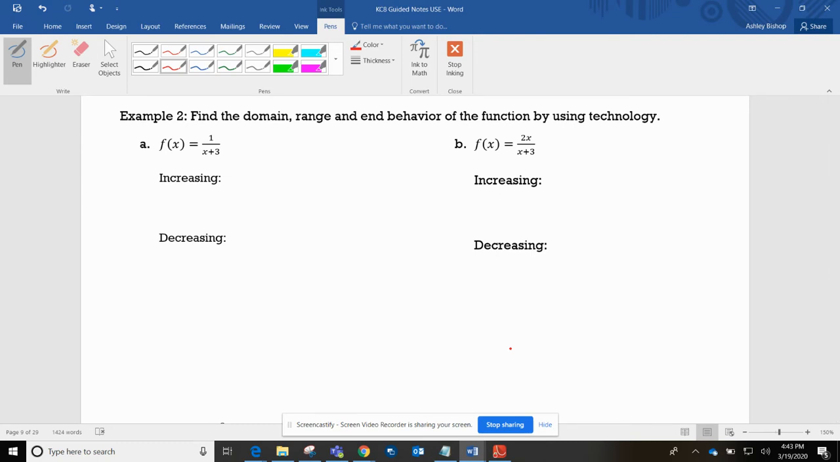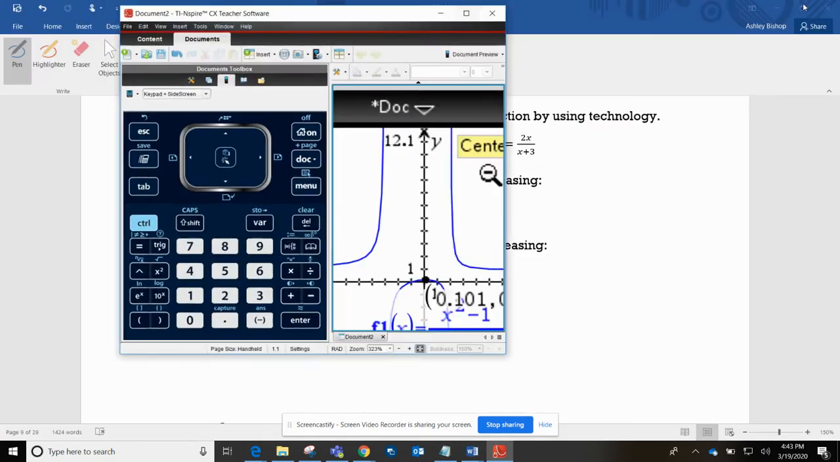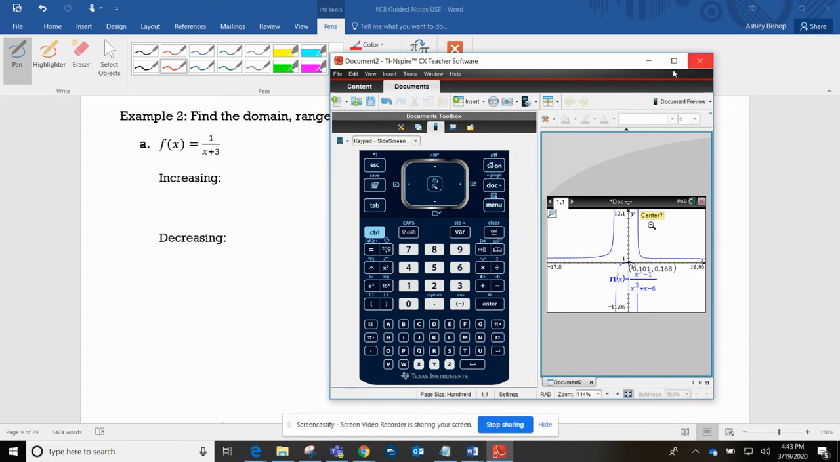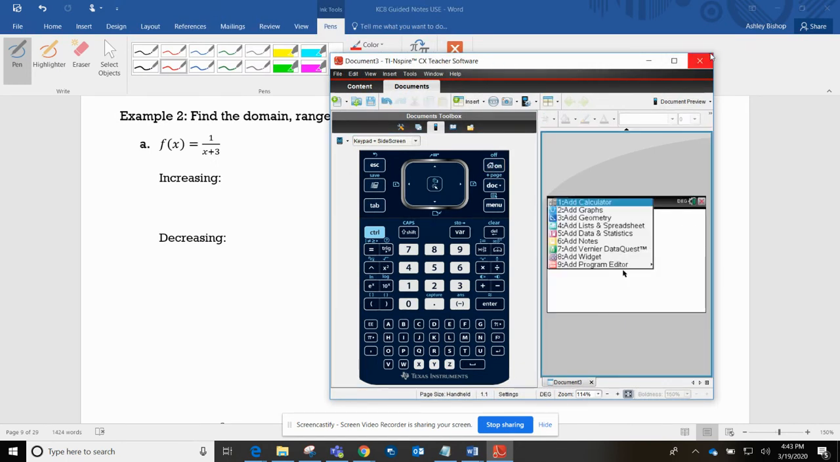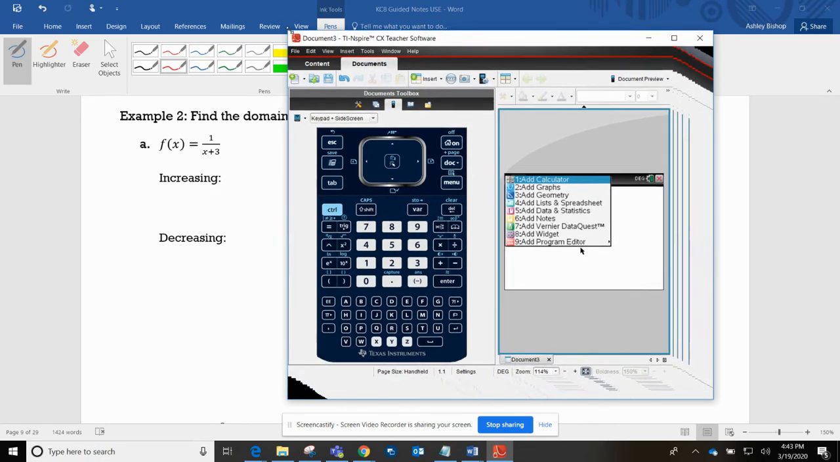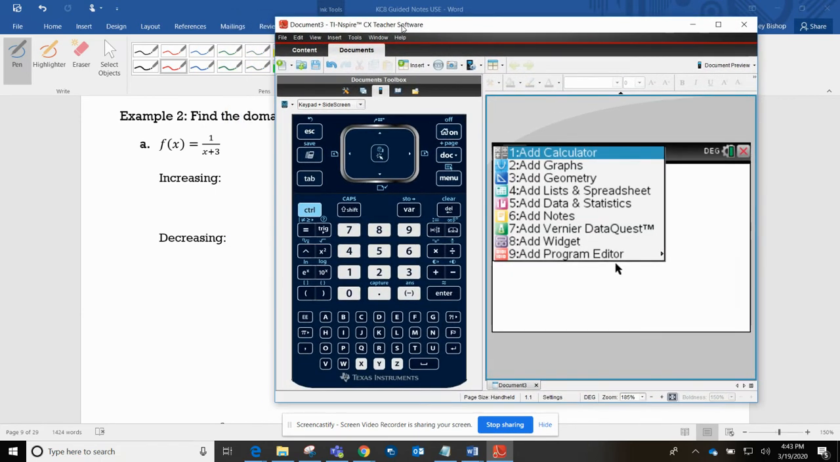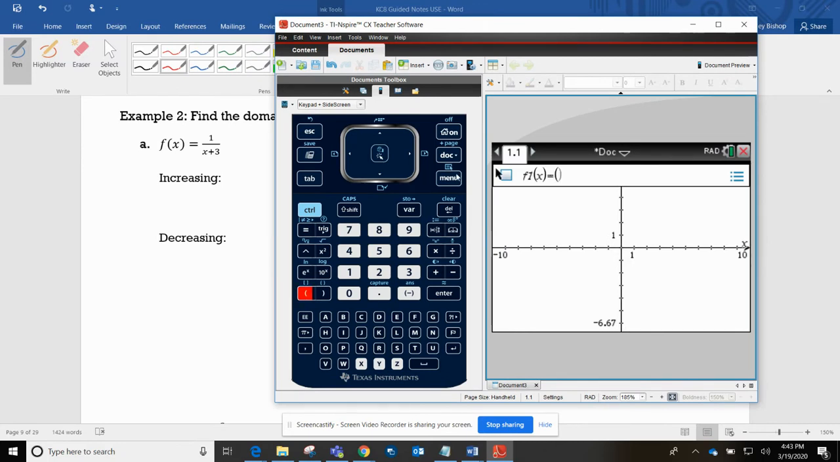Remember, you're just supposed to be putting this stuff in your calculator. So I'm going to show you how to do a couple of these. So let's do A together. And when you put these in your calculator, these are fractions. So remember, you want to put the numerator in parentheses and the denominator in parentheses. So I'm going to first make this a little bit bigger so you can see. We're going to go to add a graph. Remember, you want to put the numerator in parentheses and then the denominator, so divided by x plus 3. And then graph, and we should get something that looks like this.